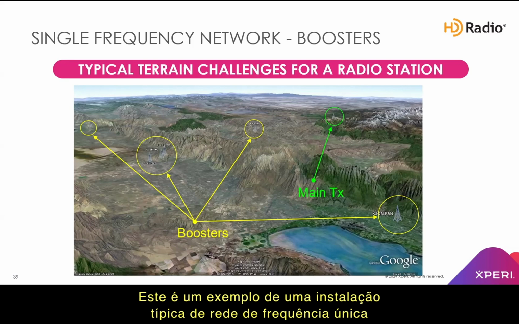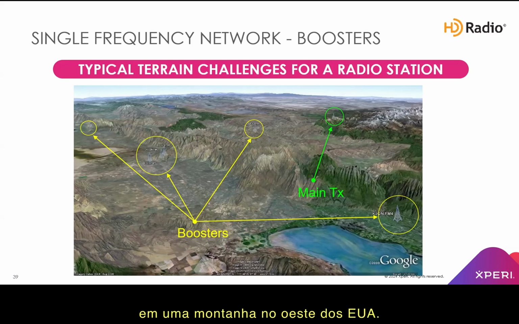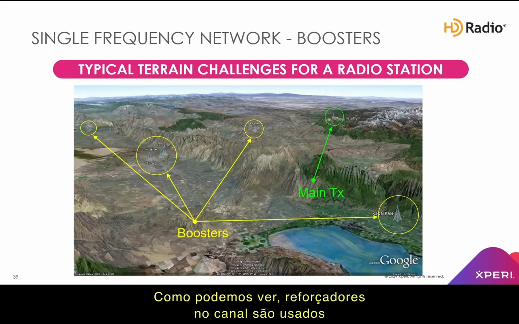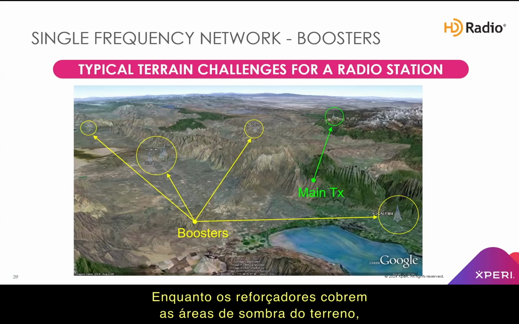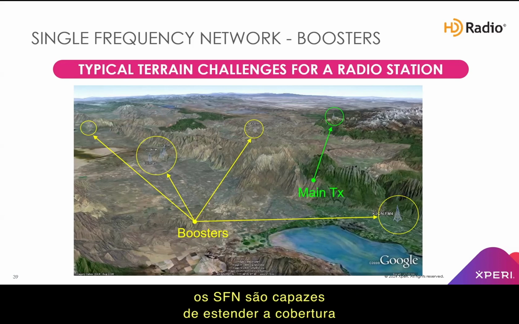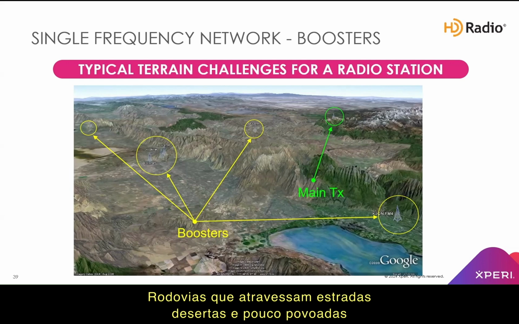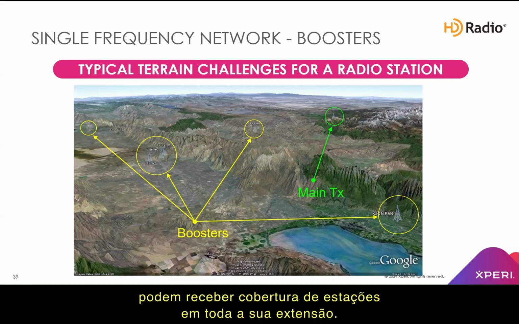This is an example of a typical single frequency network installation in the mountains in the western US. As we can see, the on-channel boosters are used to fill in shadows and gaps in the main station's coverage, whereas boosters fill in shadow areas caused by terrain. SFNs are capable of extending coverage along a specific route. Highways that traverse unpopulated desert roads can be provided with station coverage for their entire length.